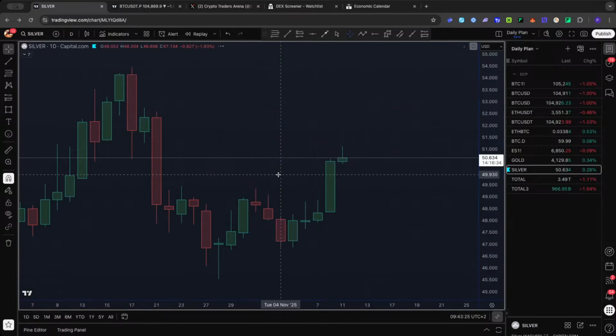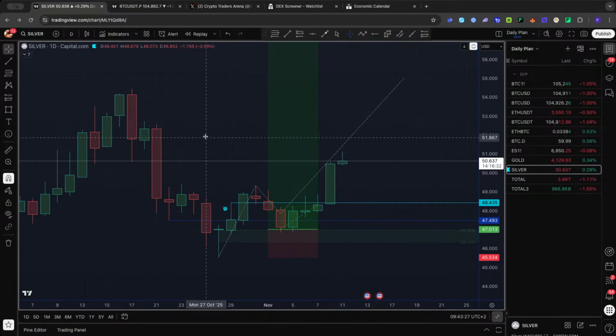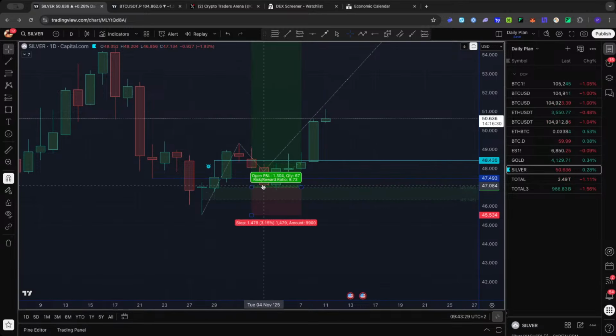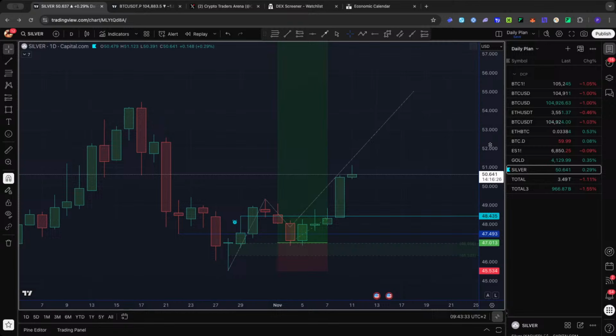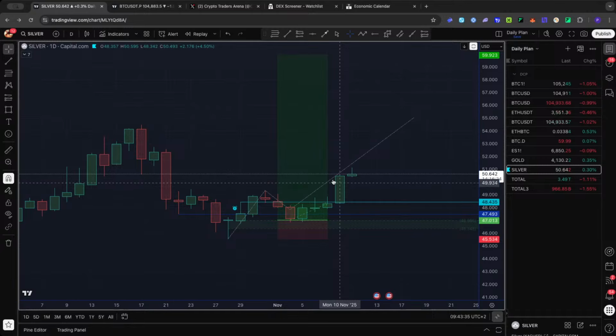Okay, silver. Now, like I showed you, this is the entry, the perfect entry. You took it or you didn't take it, it's up to you. To the moon? Well, let's see how high this one could jump.